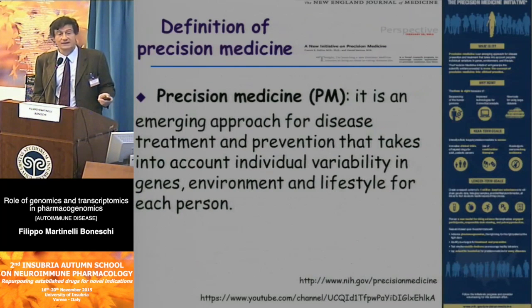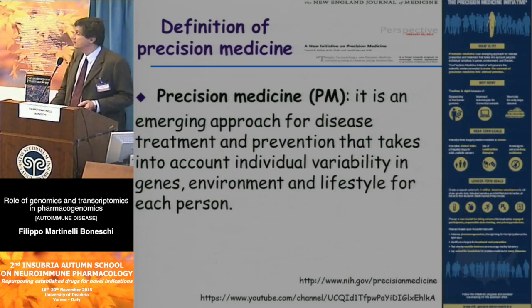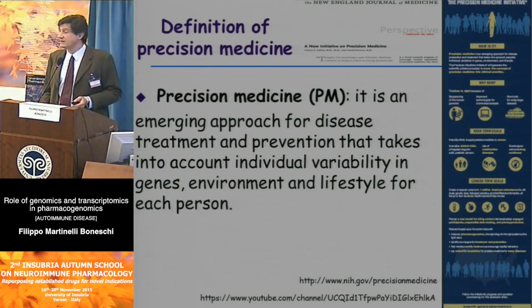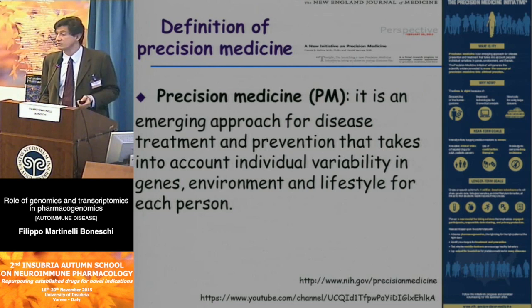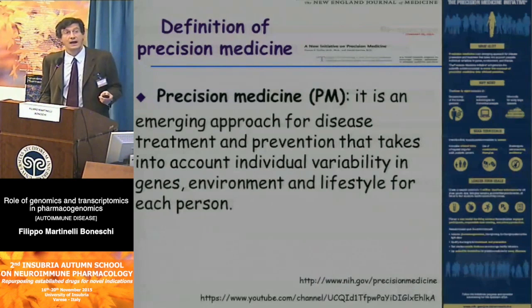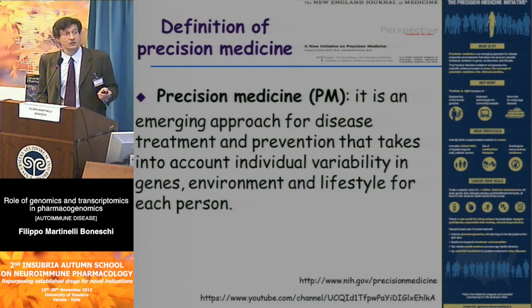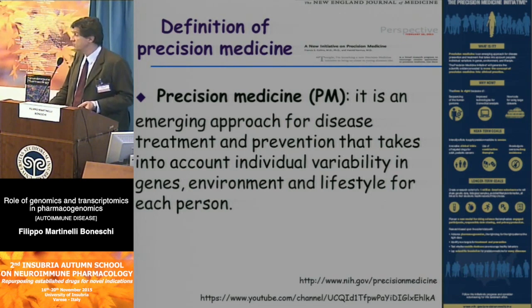Then we have precision medicine, which is a new concept. Maybe some of you are aware, in the United States, President Barack Obama launched a very important initiative, which is called the Precision Medicine Initiative, and NIH put a lot of money in that. The basic idea of precision medicine is that it is an emerging approach for disease treatment and prevention that takes into account individual variability in genes, environment, and lifestyle for each person.